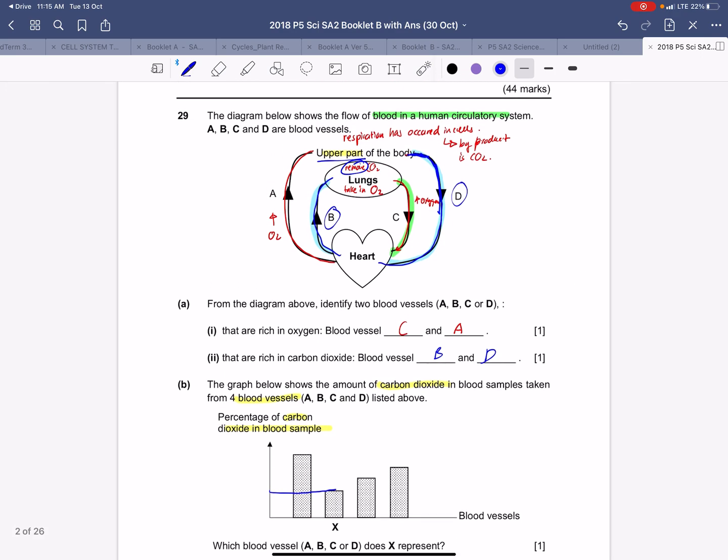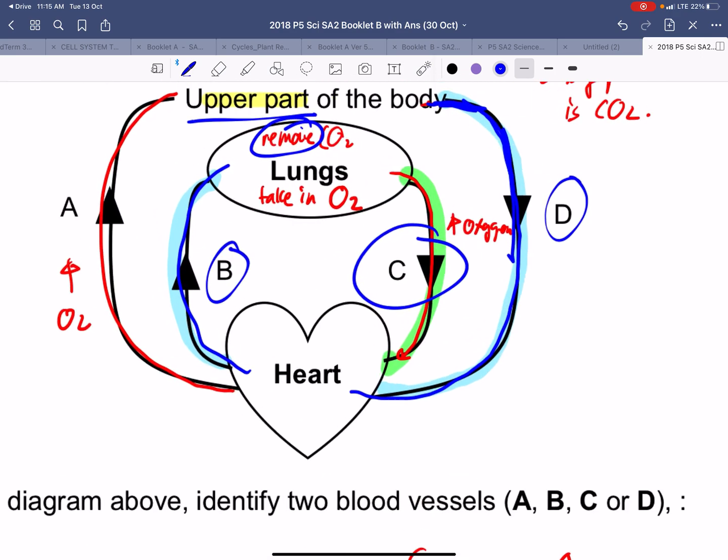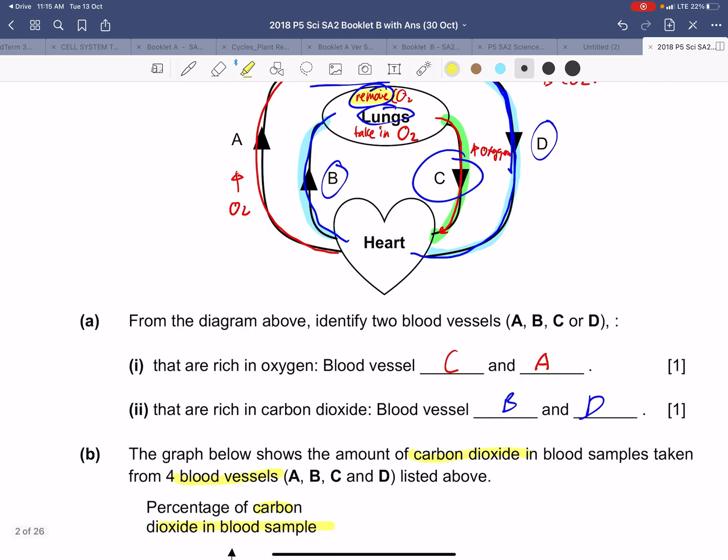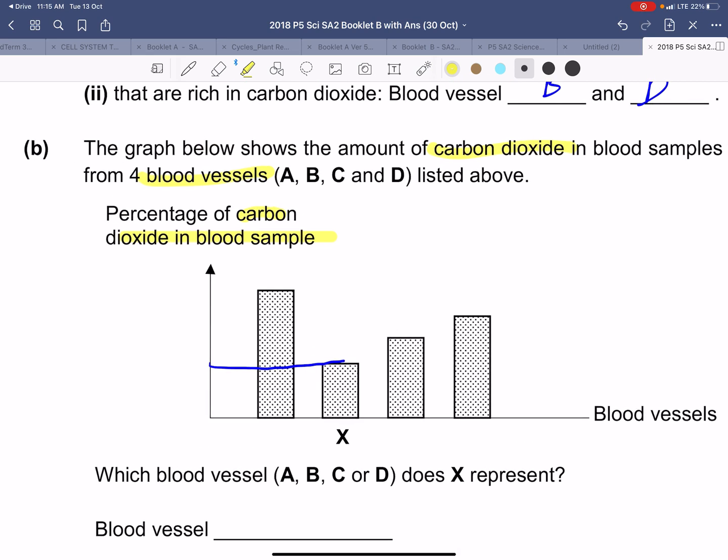Obviously, it has to be C. Why? Because C just came from your lungs, and in your lungs, you will have removed your carbon dioxide. Now, some of you might be thinking, but Mr. Chong, you said remove. How come it's not 0? How come it's not 0 but it's showing the minimal?